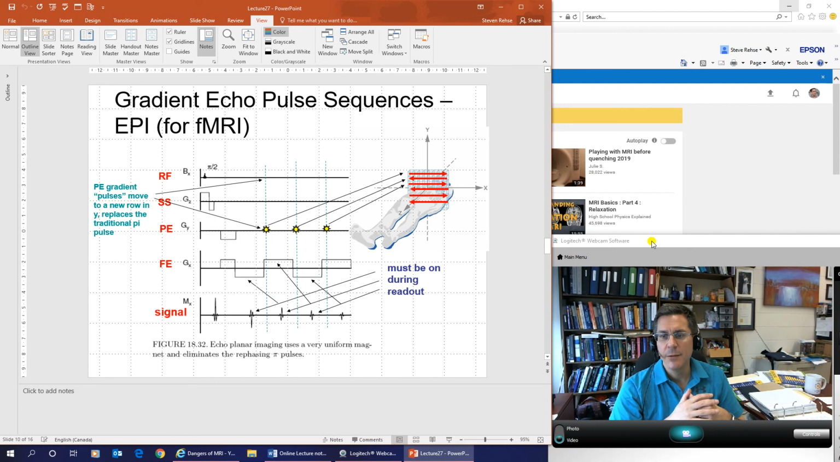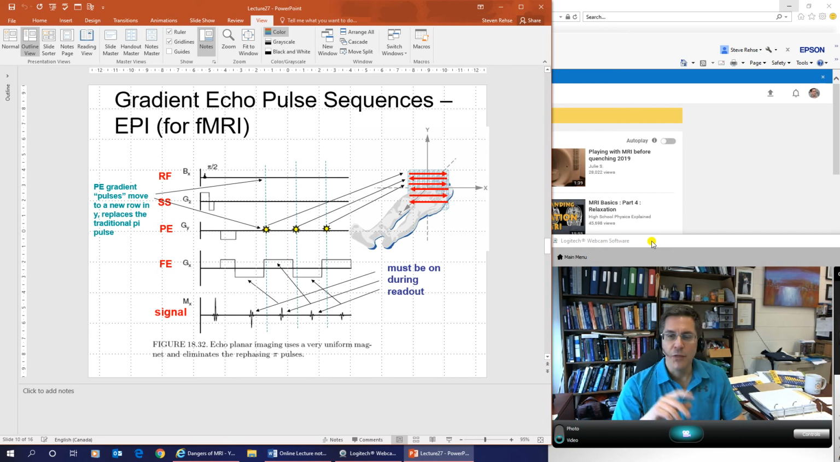So echoplanar imaging. You need to know some of these names. What is an echoplanar imaging pulse sequence? It's just a series. When you see a series of very short phase encode gradients causing echoes, that's an EPI sequence. And what does that get you? Why would you do that? One simple answer. If anybody ever asks you why you would use an EPI pulse sequence, answer very simple: speed. Speed, pure and simple.